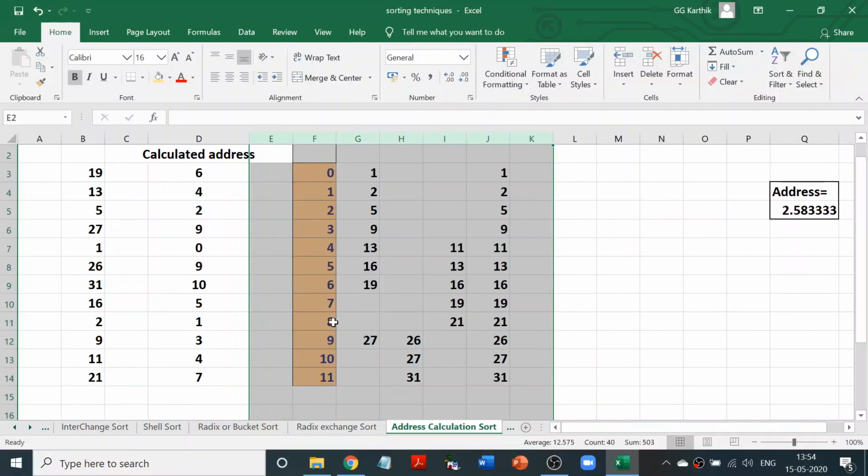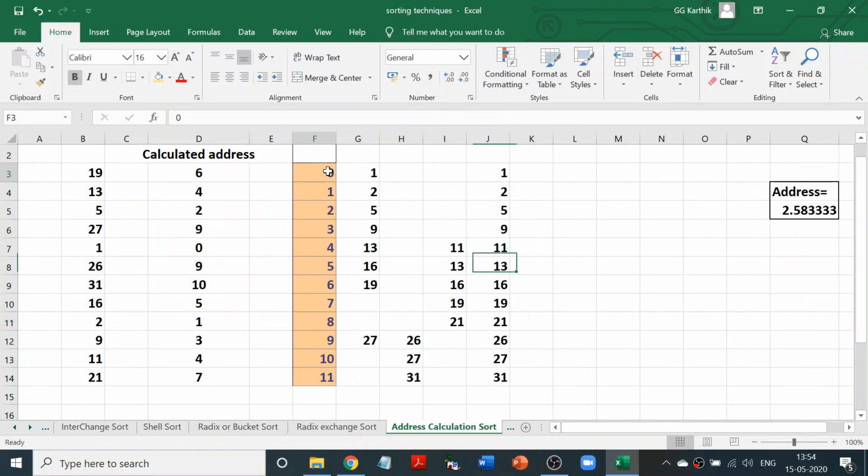Now, it's like your bucket sort. These are the address locations. I have 12 numbers, so address locations 0 to 11. So where will 19 go? It will go to address location 6. 19 has to be placed in address location 6.